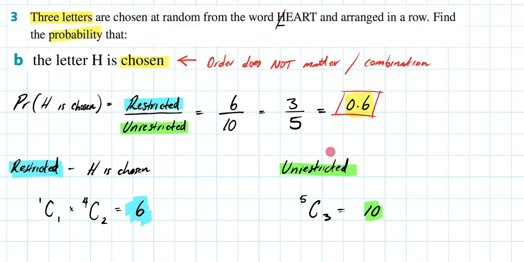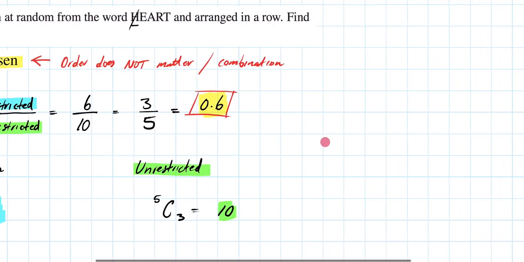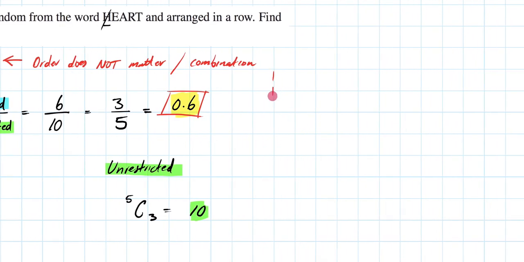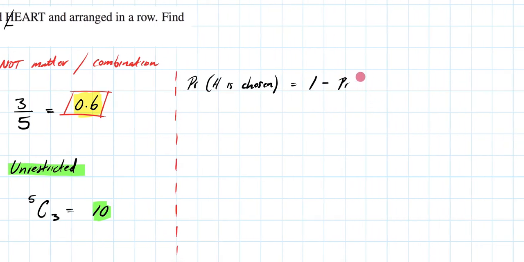Now, before we stop, I want to talk about another way you could answer this question. I'm going to put down a line and talk about this other way. You could say that the probability that H is chosen is equal to 1 minus the probability that H is not chosen. So now what I have to do is find out this probability right here.